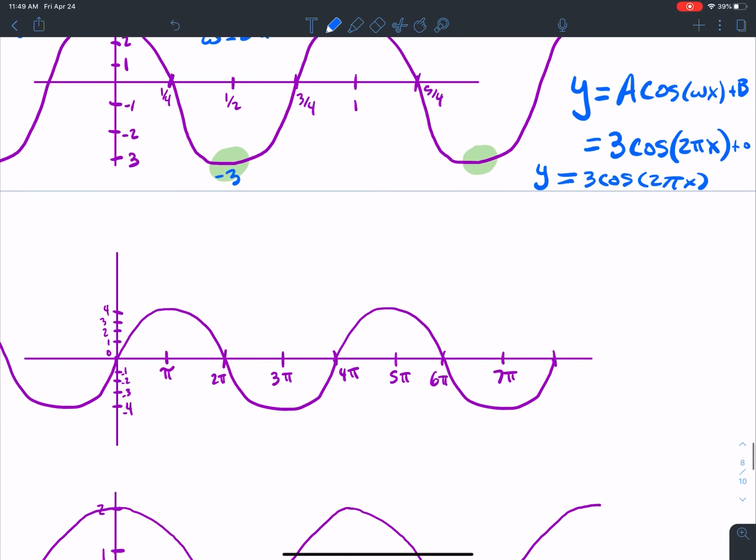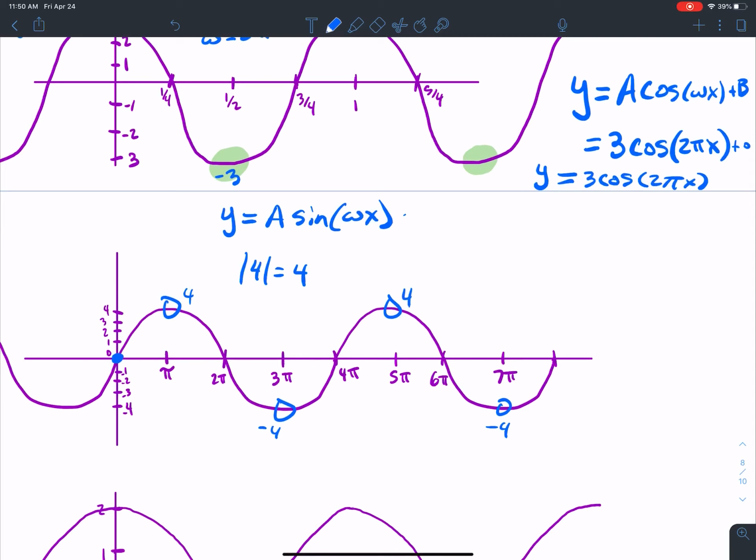Let's do another one. This one looks like I'm starting at 0 here, so that's going to be y equals a sine omega x. I know it's going to be sine because when I plug in sine of 0, I get 0. Now amplitude. Let's look at the peaks and the valleys. We're going up to 4, down to -4, up to 4, down to -4. So that tells me that the amplitude is the absolute value of 4, which is 4.